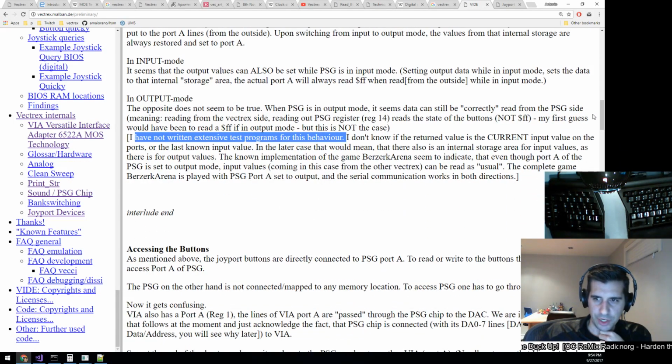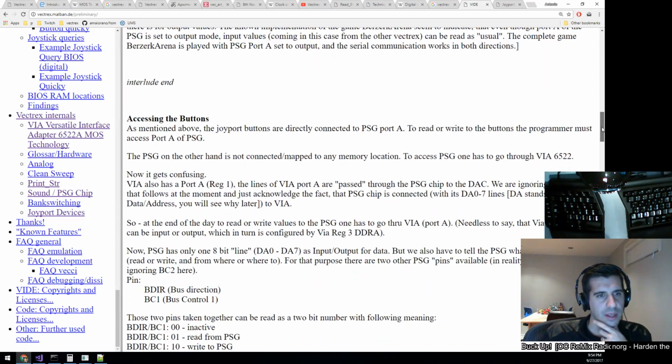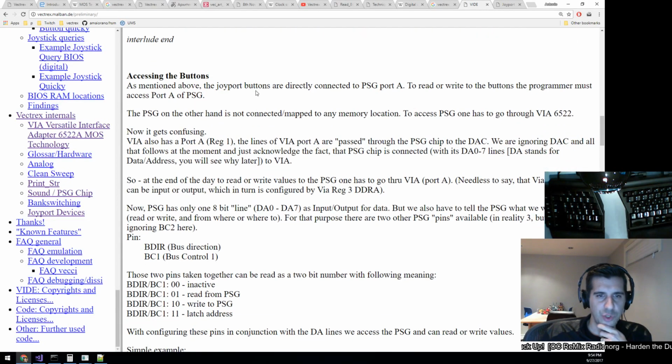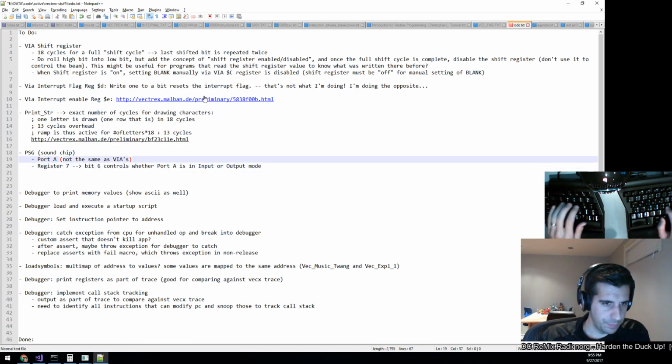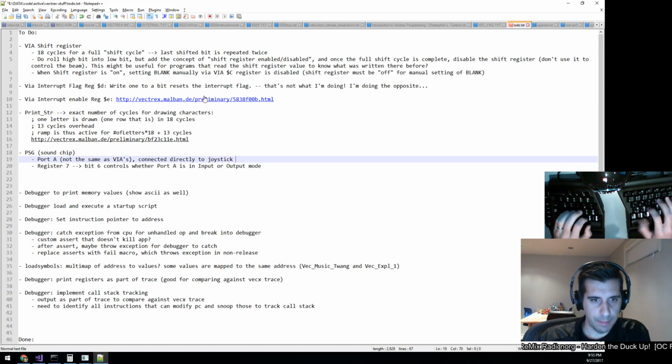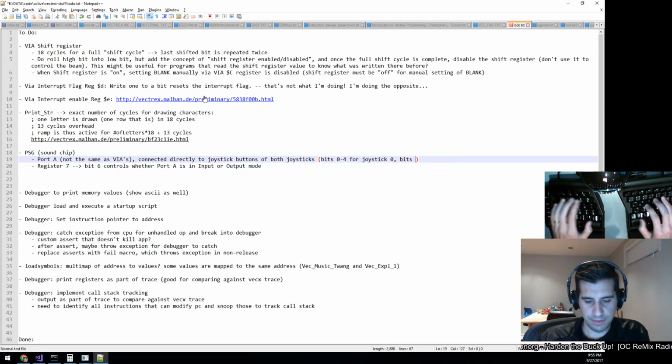Okay, we're missing some information here. Now he's talking about something else here. Okay, accessing buttons. As mentioned above, the joy port buttons are directly connected to PSG port A. To read or write to the buttons, the programmer must access port A of PSG. Connected directly to joystick buttons of both joysticks. Bits 0 to 4 for joystick 0, bits 5 to 7 for joystick 1.